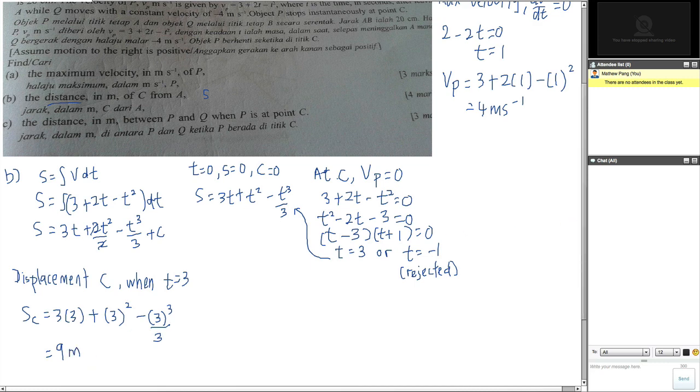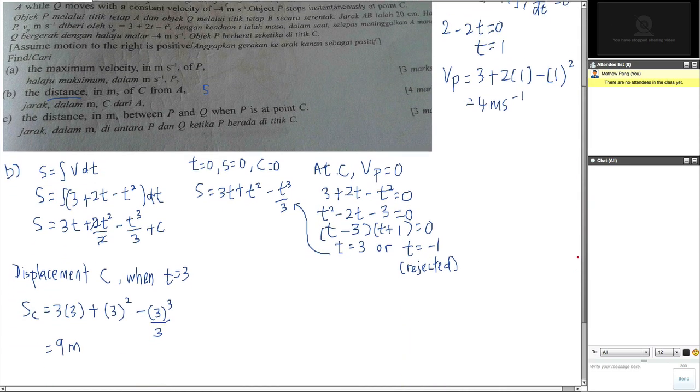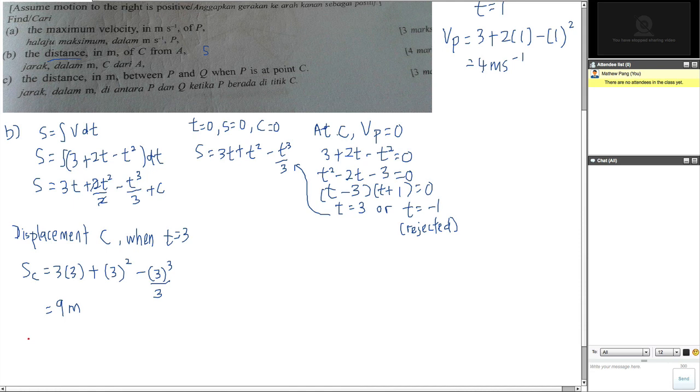Right. So from here, we got some information. Some information we know is at A here, displacement equals 0. At C here, the displacement will equal 9. So the distance between A to C is obviously 9 meter. So therefore, because the question asked me to find the distance C from A, right? So you just write distance C from A is just 9 meter. Right, simple. Then we go to the last part.